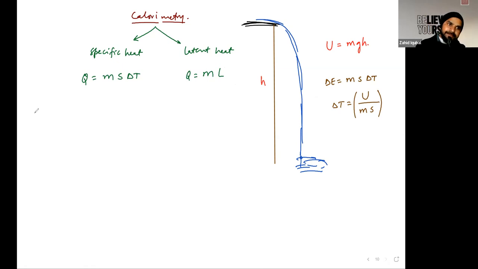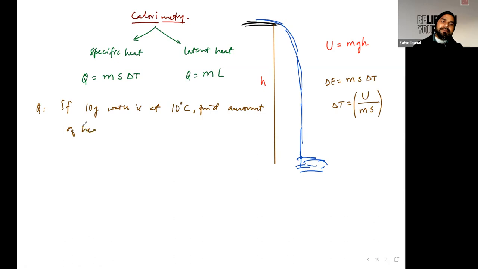Let me give you a question related to this part. If ten gram water is at 10 degrees Celsius, find the amount of heat released in changing to ice at minus 20 degrees Celsius. So for any such problem, first try to draw a graph related to the process.